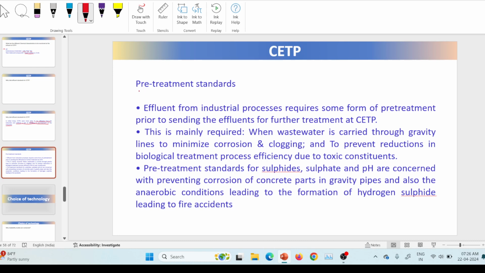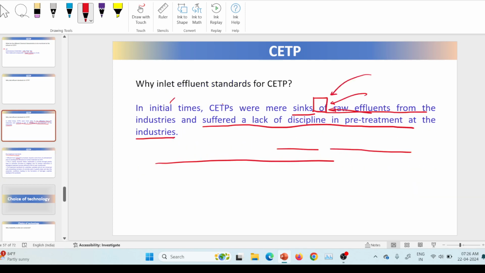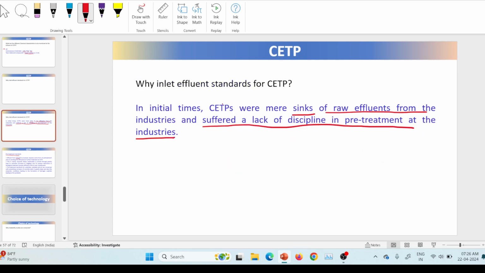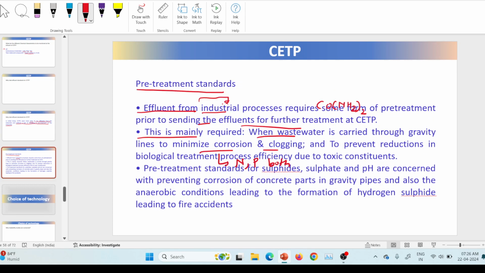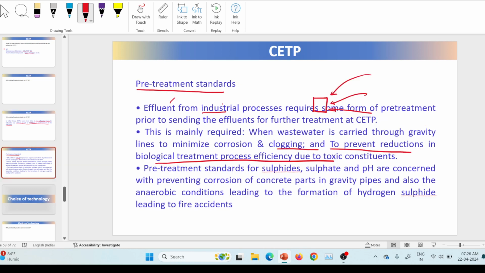Pre-treatment standards. This is the continuation of the previous question. Why are there inlet effluent standards for CETP? Like we discussed, initially there was no treatment. The wastewater from industry was directly discharged into the CETP facilities, which made the CETP upset or inefficient. So that's why some pre-treatment was suggested. So what are the pre-treatment standards? They are here.